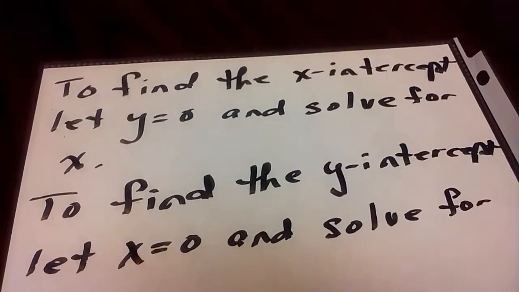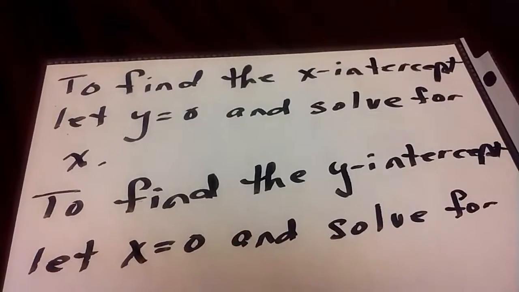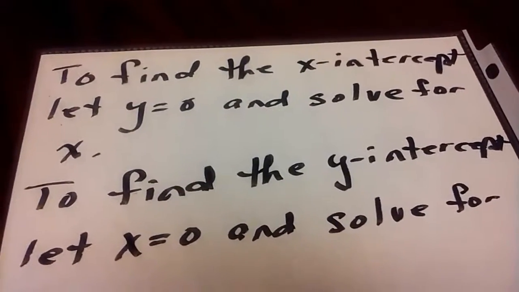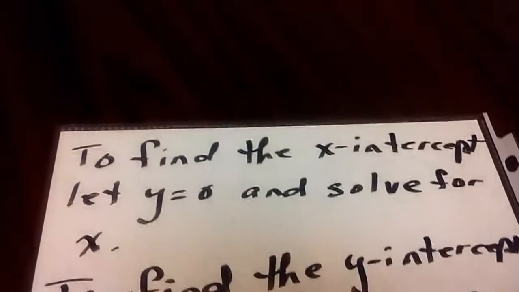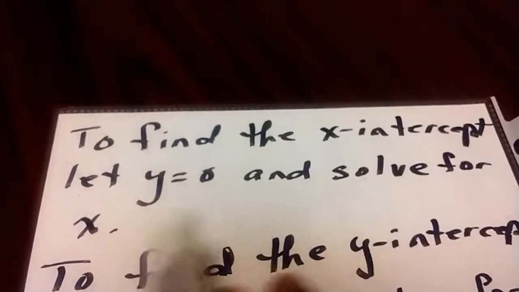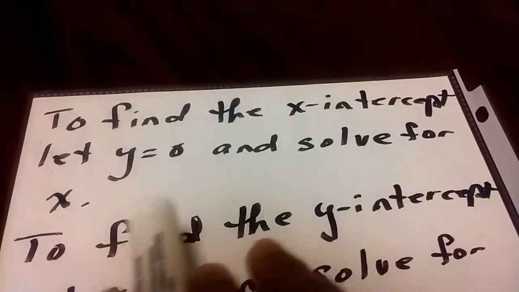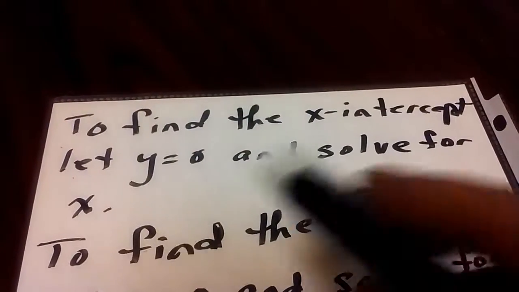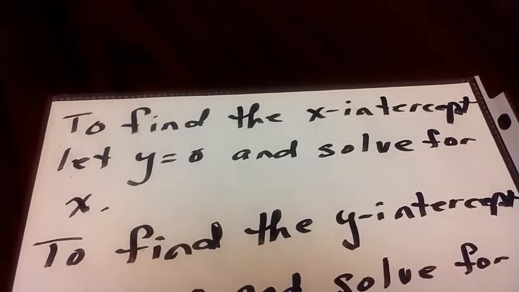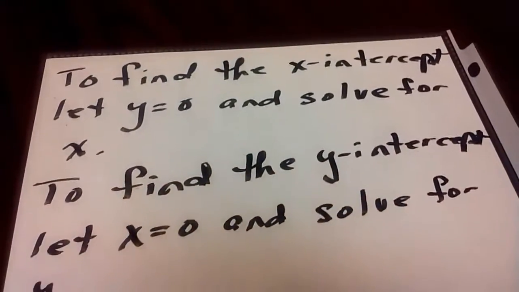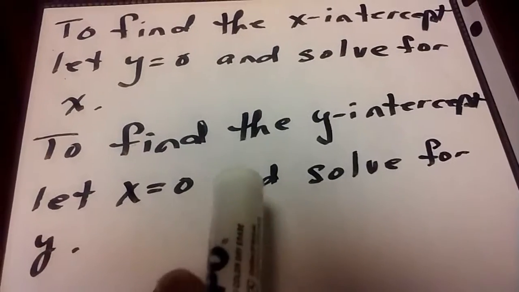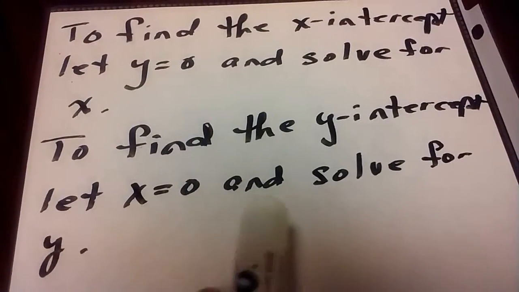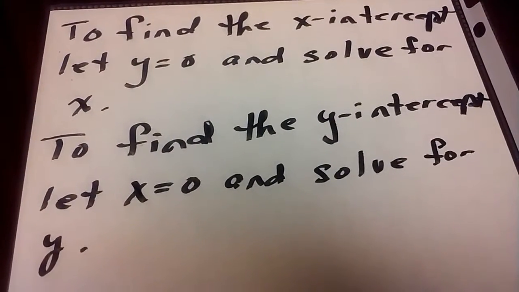Here we have the process for finding the x and y-intercept. To find the x-intercept, we let y equal 0, and then you solve for x. That will be the value we find for the x-intercept. And to find the y-intercept, we let x equal 0 and solve for y.